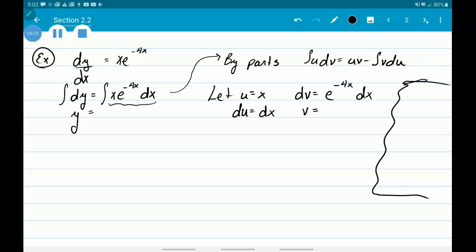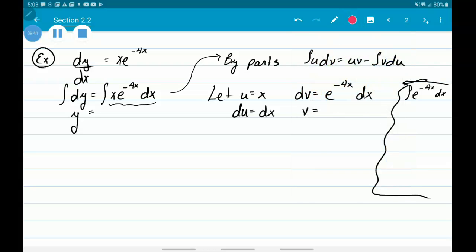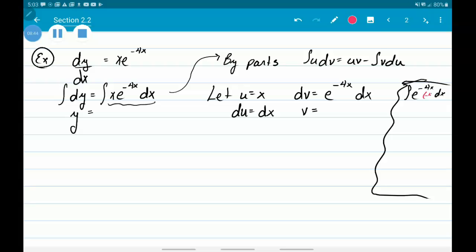That actually requires a u substitution. So think about your u being the negative 4x. So if that's your u, your du would be negative 4 dx. We're missing that negative 4 here. We can write it in as long as we compensate with a negative 1/4 out front. So now when we integrate e to the u, we're going to get e to the u. And we're not going to worry about the plus c. That plus c is going to fall out when we finish this.